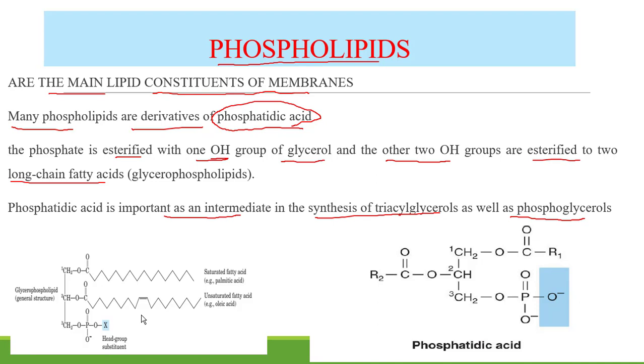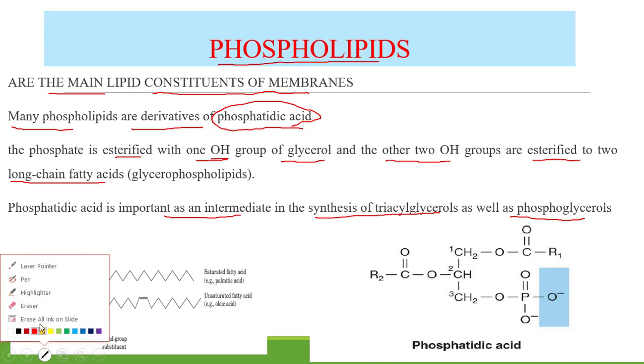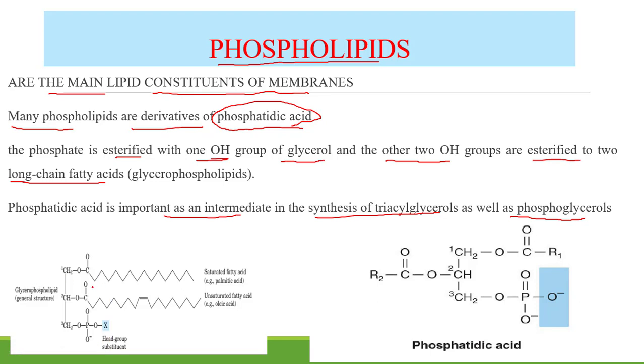As you can see here, phosphatidic acid is composed of glycerol plus two long-chain fatty acids, where the fatty acid in position number 2 is unsaturated with a double bond, and a phosphate group. This compound is called phosphatidic acid, which is the basis and the father of all phospholipids except for sphingomyelin.